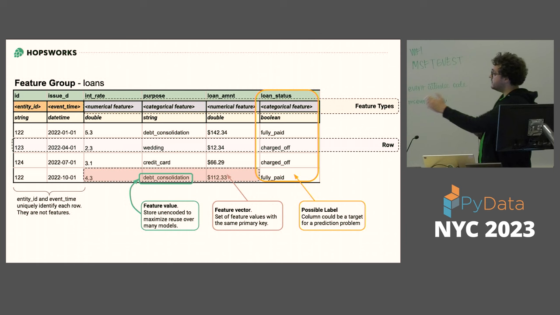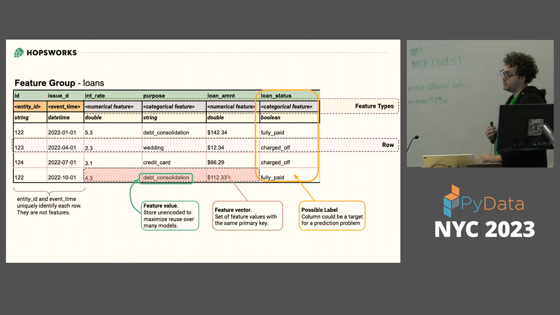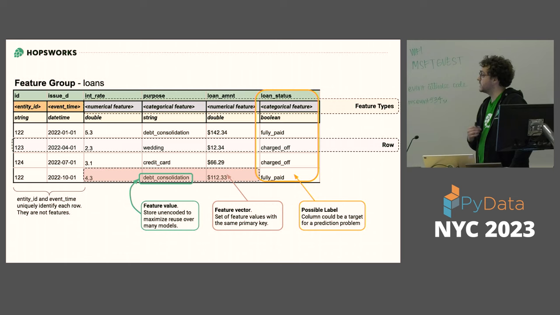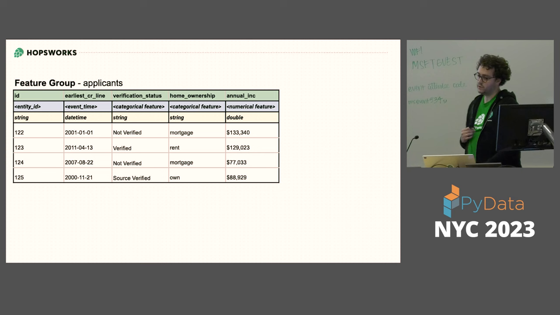After that, we have a bunch of different features. These are a couple of different features about the loan, so the interest rate, the purpose of the loan, the loan amount, and finally, we have the loan status. The loan status is what's going to be our label. As I said earlier, you can use OpsWorks to store also the labels themselves, and we have the API to be able to manage those. You don't have to. The labels can come as an external data source when you're training your model, essentially. So that makes it a little bit easier to build more complex pipelines and so on.